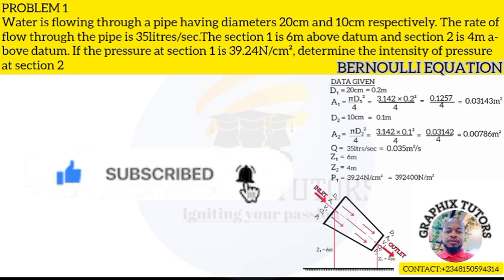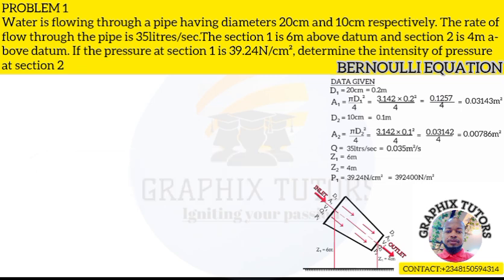So let's proceed. We are now told to determine the intensity of pressure at section 2, so we're looking for P sub 2. There are some things you need to know. We're talking about water, and the density of water is given as 1000 kilogram per meter cube, and the weight of water is 9.81 kilonewton per meter cube. That is the specific weight of water there.